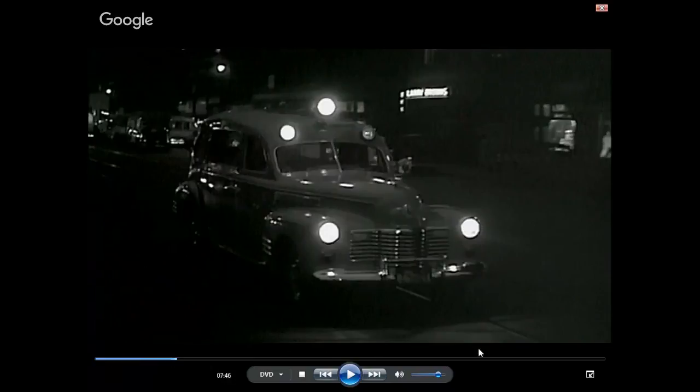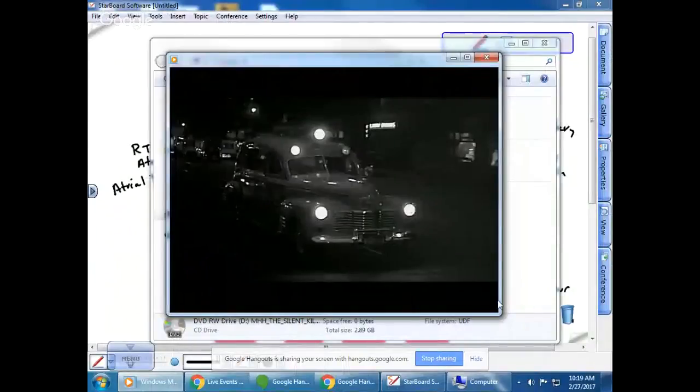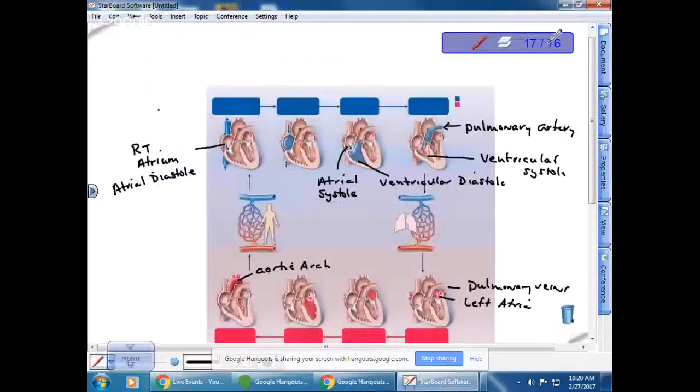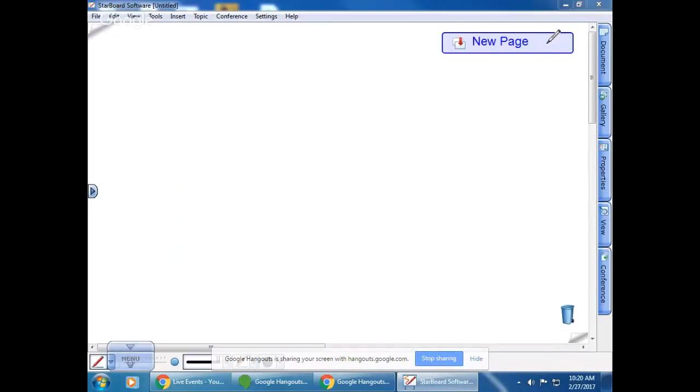So we were talking about the coronary circulation. Oops. Oops, wrong way, sorry. Topic.